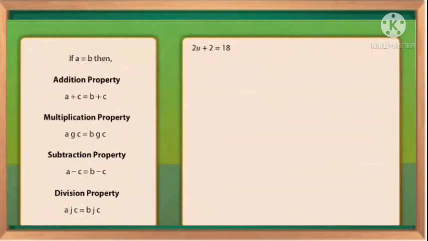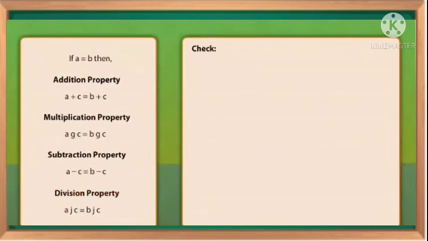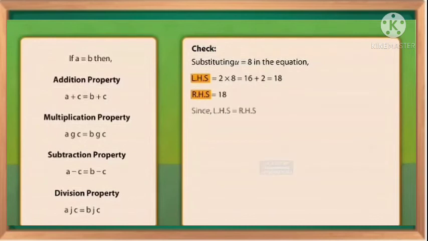In this equation, we will be required to use two properties of equality. First, by the property of subtraction, we subtract 2 from both sides of the equation. Since we are subtracting the same number from both sides of the equality, the equation remains balanced. Next, using the division property of equality, we get 1u is equal to 8. This can be verified by substituting the value of u in the given equation. As both the left-hand side and the right-hand side are equal, the solution for u is true.